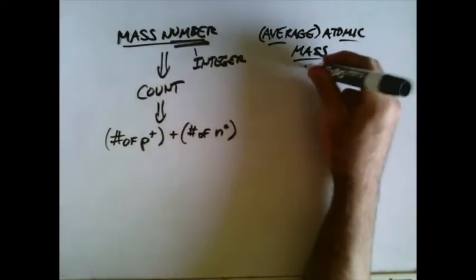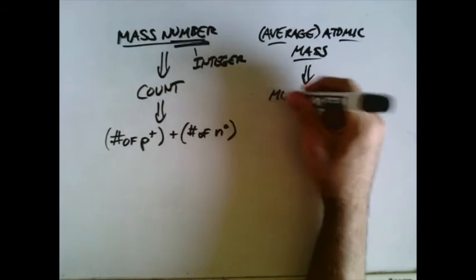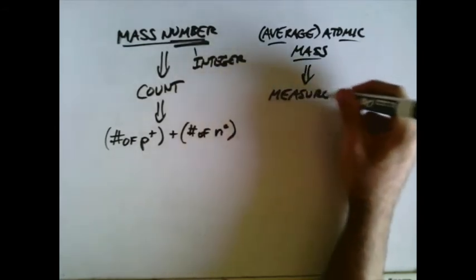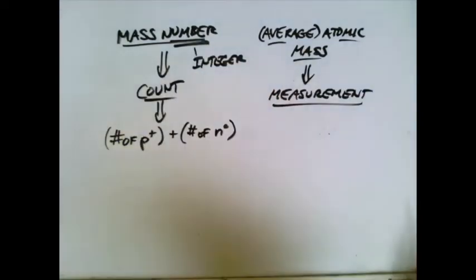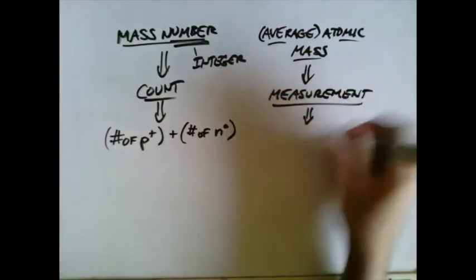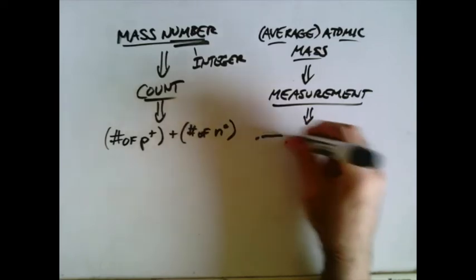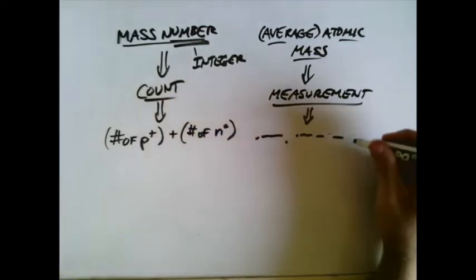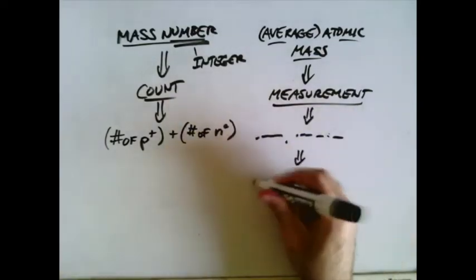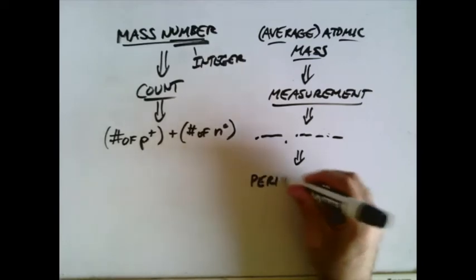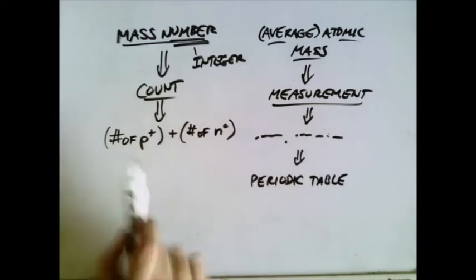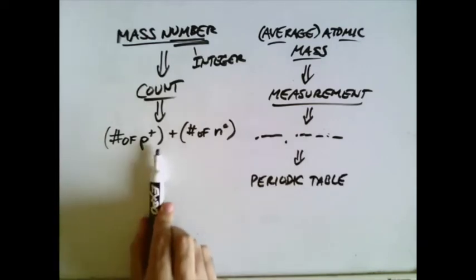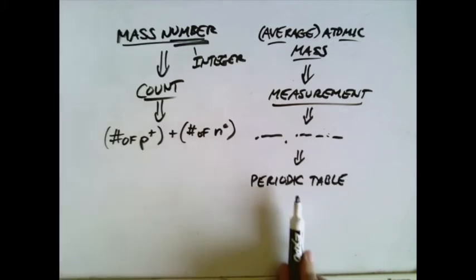By contrast, the average atomic mass is a measurement. It is something that is going to probably have decimal places in it. It's going to have this sort of look. And this is the one that appears in the periodic table. Whereas a given element can have several different mass numbers for each of its isotopes, it always has one average atomic mass.